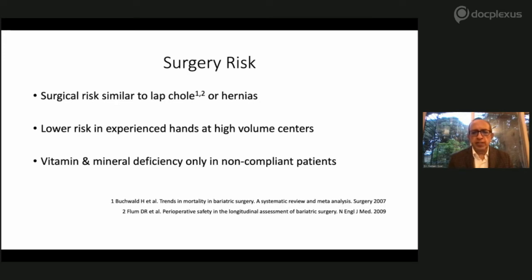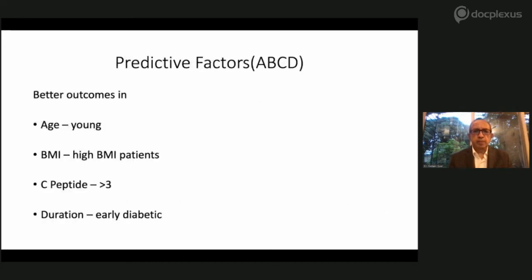0.05% or even less. It is seen that the lower risk is seen in experienced hands at high volume centers, and high volume centers typically do 100 surgeries a year. And vitamin and mineral deficiency is seen only in non-compliant patients. Friends, it is identified scientifically what vitamins and minerals patients will not have because of reduced food intake. So if we give them those supplements, they are not likely to have any deficiency as long as the patient continues to take those supplements as prescribed by us.